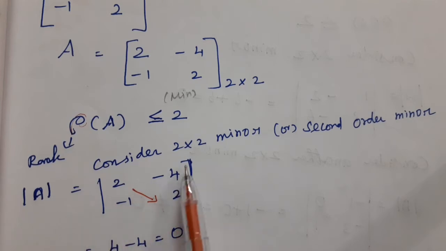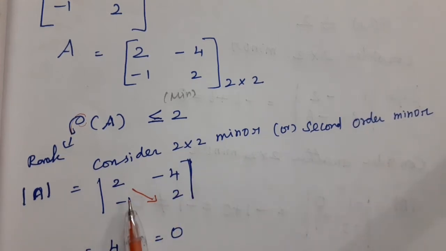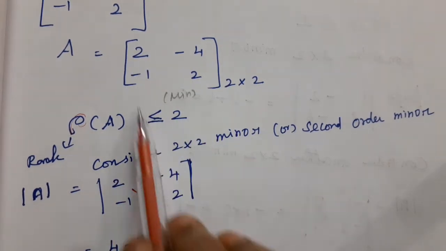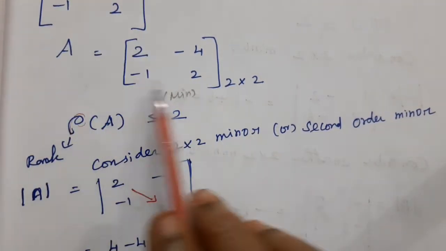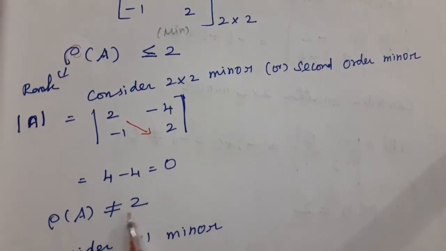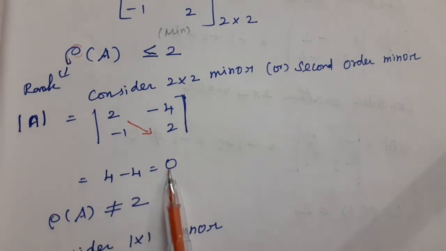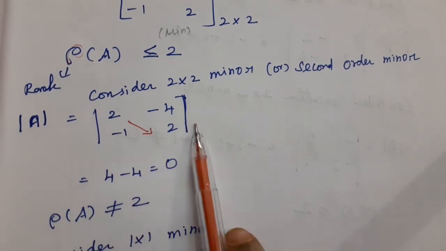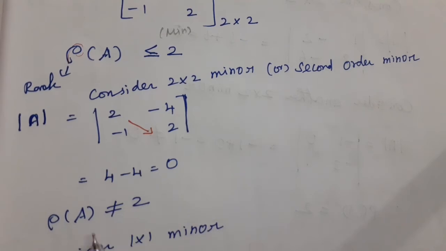Find the determinant value. Consider the 2 by 2 minor or second order minor. So 2 2s are 4, 1 4 is 4. First you take any one of the minors, here itself the 2 by 2 minor is given, take it. So we get 0. So rank is not equal to 2. If 0 comes, rank is not equal to 2. If 0 is not coming, any other value coming means rank is 2. If the determinant value is 0, rank is not equal to 2.